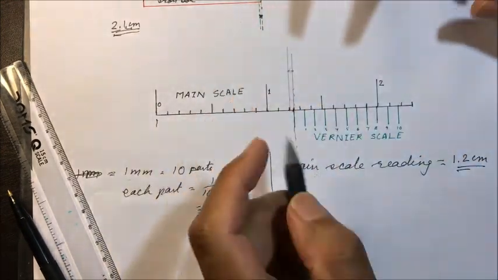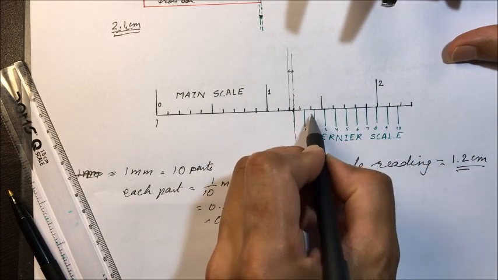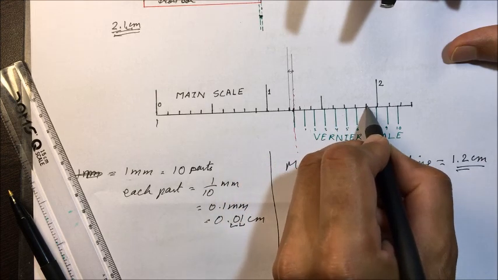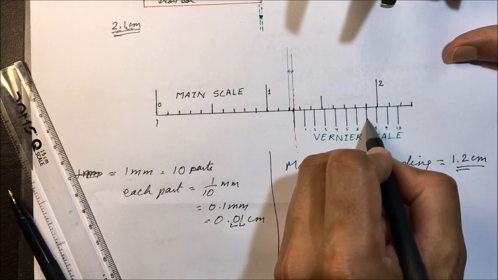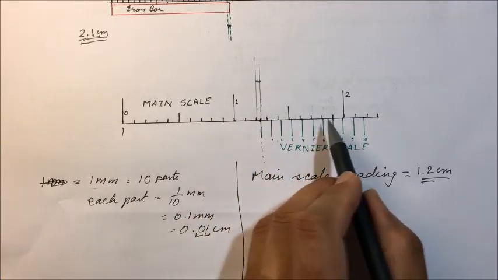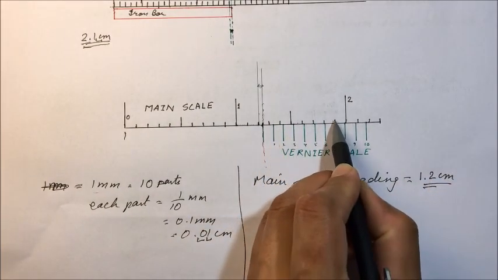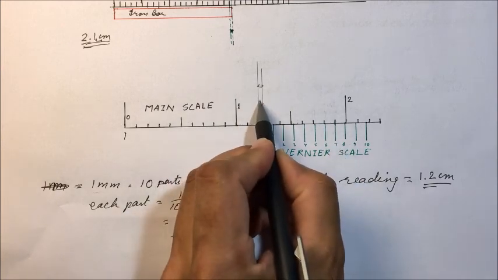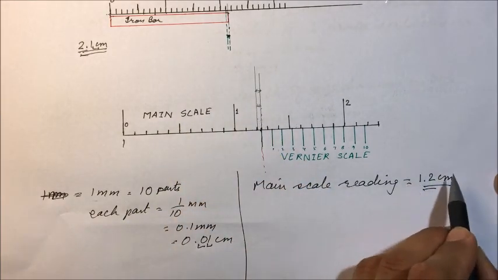For example, see which division is coinciding here with the main scale. This is not coinciding, and this division is coinciding with the main scale. So we look for which division is coinciding. The 7th division is coinciding. Now using this 7th division coinciding, we will be calculating this extra distance. This extra length will be added to the main scale reading.